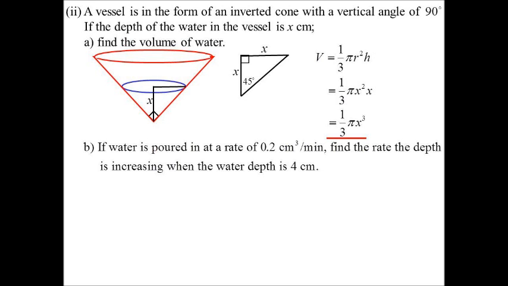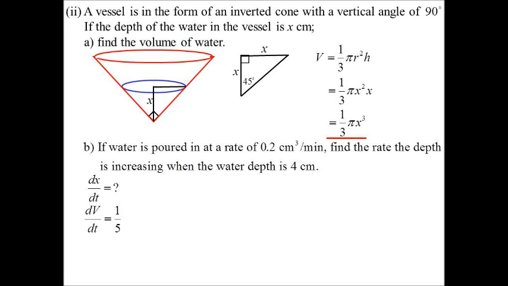So, water's poured in at a rate. We're going to pour water into this vessel at a rate of 0.2 centimetres cubed per minute. Find the rate that the depth is changing when the depth gets to 4 centimetres. So, all right, we're trying to find dx/dt in this case. How does the height of the water change? What sort of things do we know? They've told me in this case dV/dt is changing at 0.2 or 1/5.